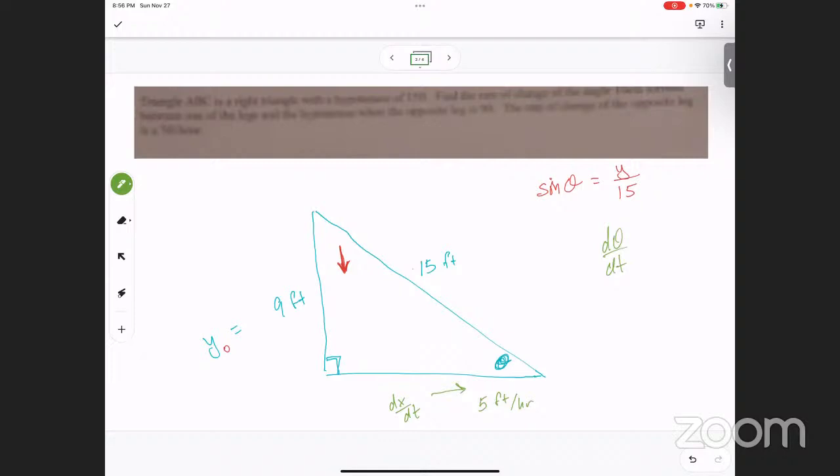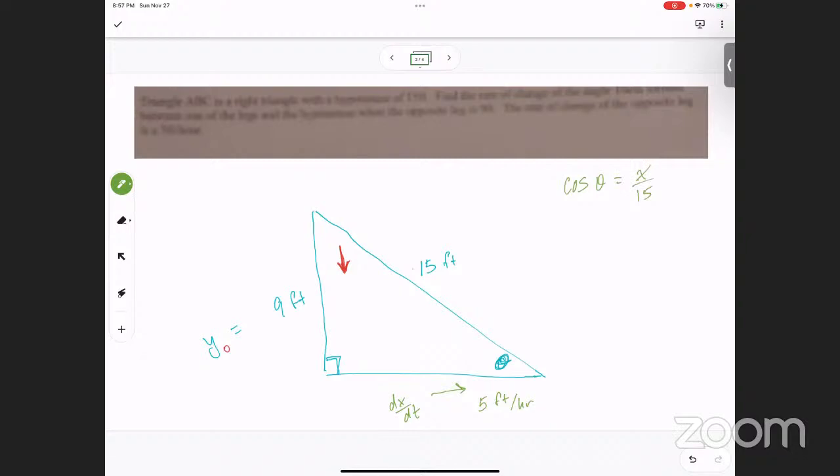So let's use cosine instead. Let's see if we can do this one with just this information. So I know that the cosine of theta equals x over 15.